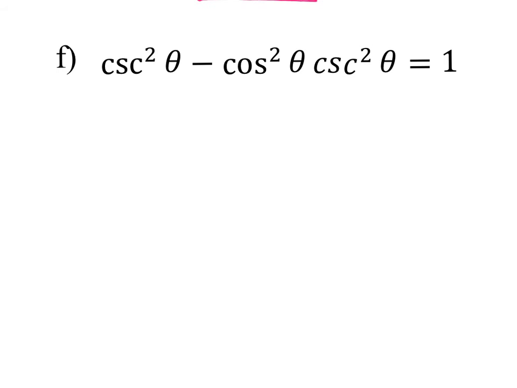Now for me, I think I'm going to just start with something simple and change them all in terms of sine and cosine. So cosecant squared here, I can change that to 1 over sine squared. Cosine I'm not going to change since it's already in cosine form. Cosecant squared, I'm going to change to 1 over sine squared.